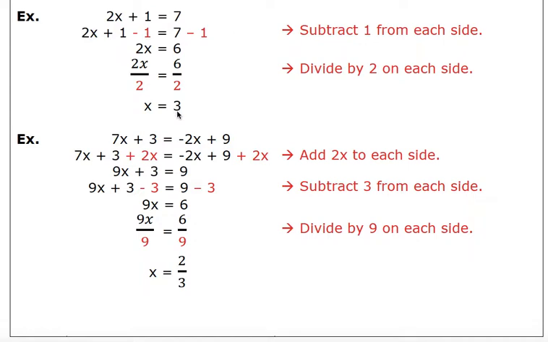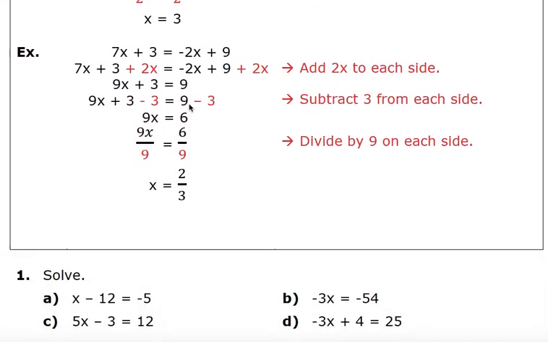And if you wanted to check that your answer works, what you need to do is substitute into the equation. What we're doing is finding a solution to this equation. So 2 times 3 is 6, and 6 plus 1 is 7. So it is the correct solution.